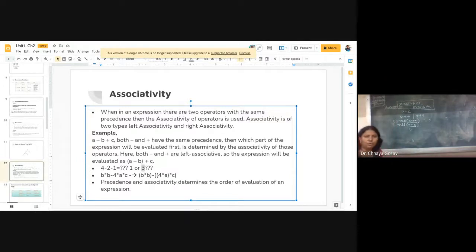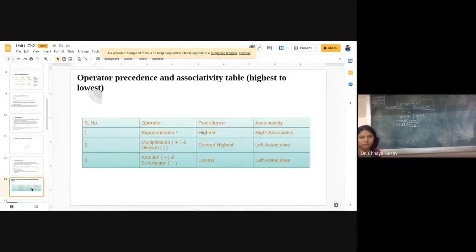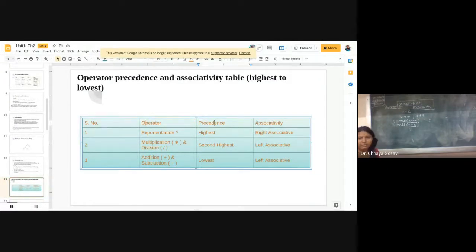So I hope you understood what is the meaning of associativity and precedence. Yes, ma'am. So keep this table in mind. Operator, precedence and associativity. The exponent operator has the highest precedence, and it is right associative. Multiplication, division, mod operator has second highest, left associative. Then addition, subtraction, lowest, and it is left associative.